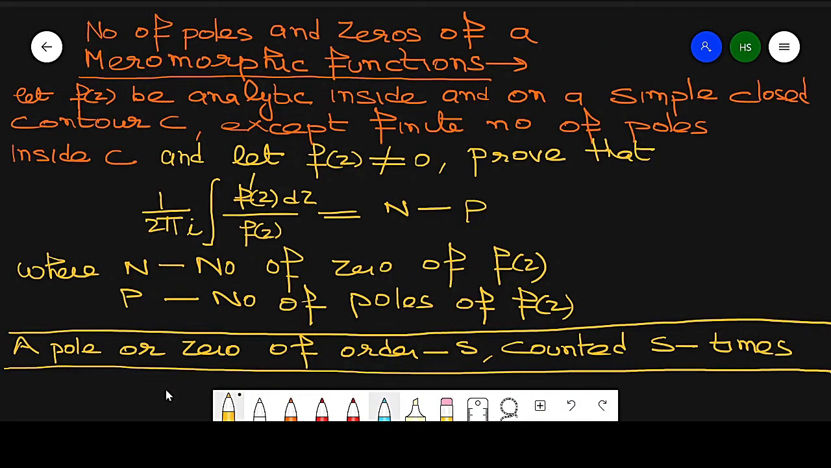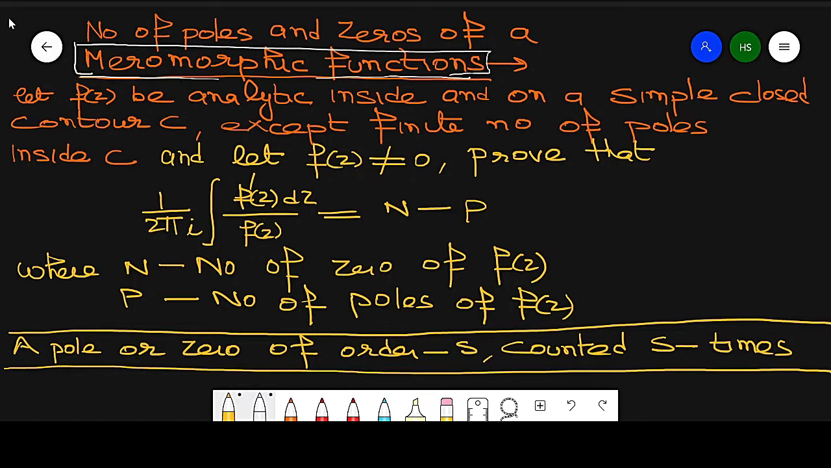Next topic is meromorphic functions. Meromorphic functions are those functions which have a finite number of singular points. So that is called a meromorphic function, which is analytic at some points and has a finite number of singular points.